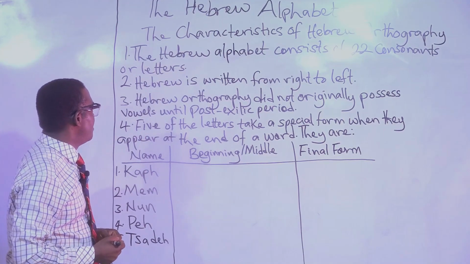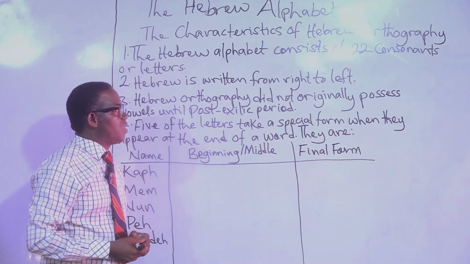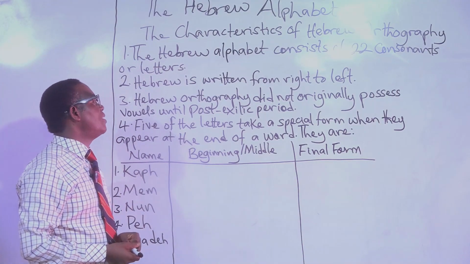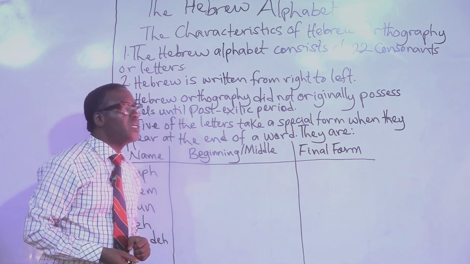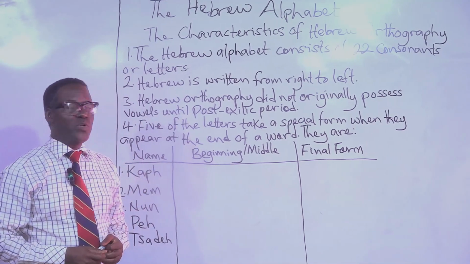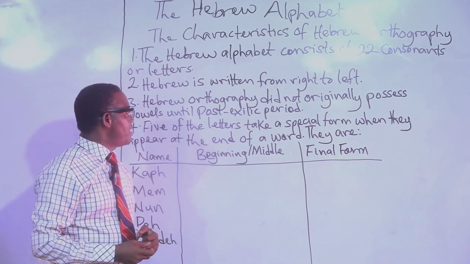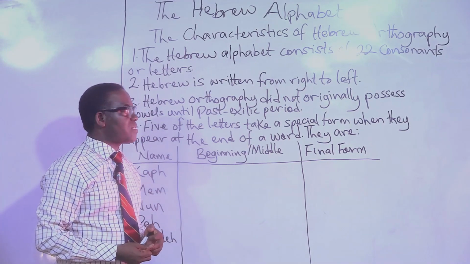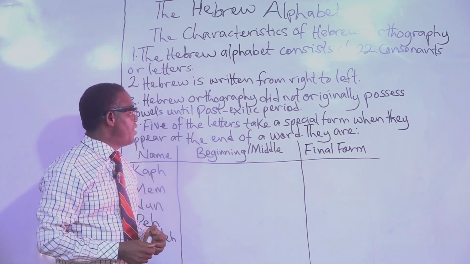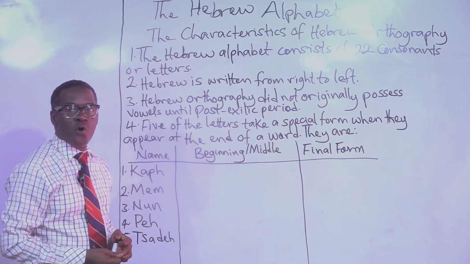Number three, Hebrew orthography did not originally possess vowels until the post-Exilic period, after they came back from Babylonian captivity. Scholars called the Masoretes supplied the Hebrew vowels.